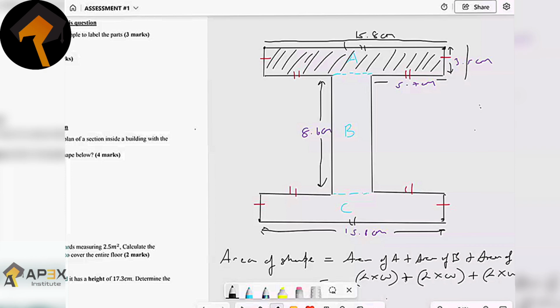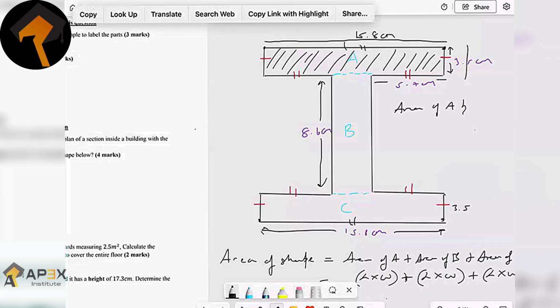Now you notice that one is on the top and one is on the bottom. So you could simply say that the area of A and the area of C, we could find them both at the same time, because it would be the same measurement, because remember that this is also 3.5 as well. How is that 3.5, Mr. Peart? Because remember, we have those little red lines.